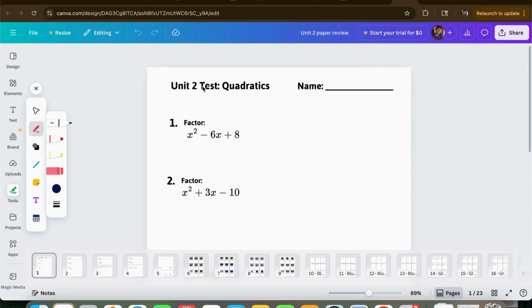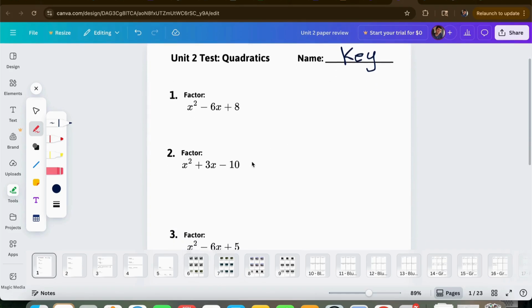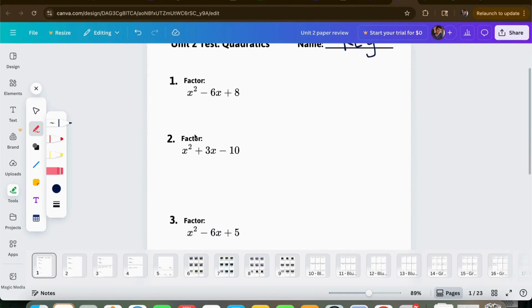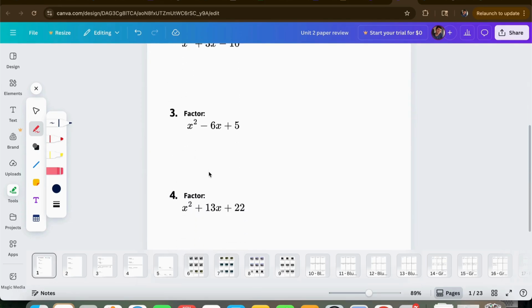Here's the key to the Unit 2 test, Quadratics. We're going to solve every one of these problems and go over how you do it. All right, first up, we've got to factor. We've got to factor 4 times, in fact.